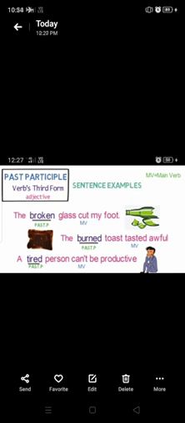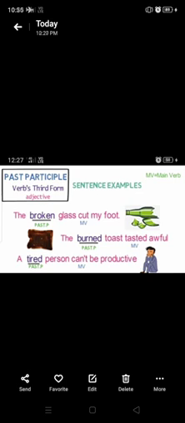Second sentence, the burnt toast tasted awful. Here also we have two verbs. What is the main verb? Tasted. But here burnt, in spite of being a verb, is not acting like a verb, but instead it's acting like an adjective. Which toast? Which kind of toast? The burnt toast. So it is modifying the noun. So here the word burnt becomes your past participle and tasted is your main verb.